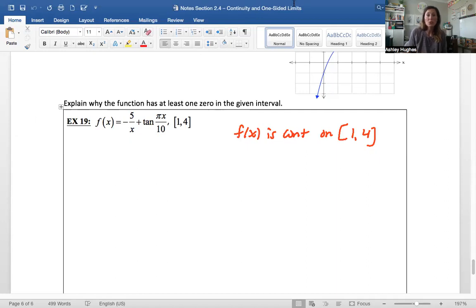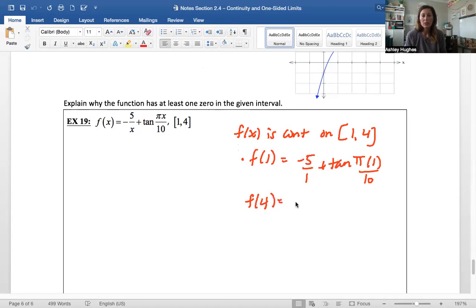And then all you do is plug in the bottom value and then plug in the top value and show what they equal. Okay, so f of 1 equals negative 5 over 1 plus tangent of pi times 1 over 10. F of 4 equals negative 5 over 4 plus tangent of pi times 4 over 10. And then one of these should be less than 0. The other of them should be greater than 0. And then you show you pass through 0.